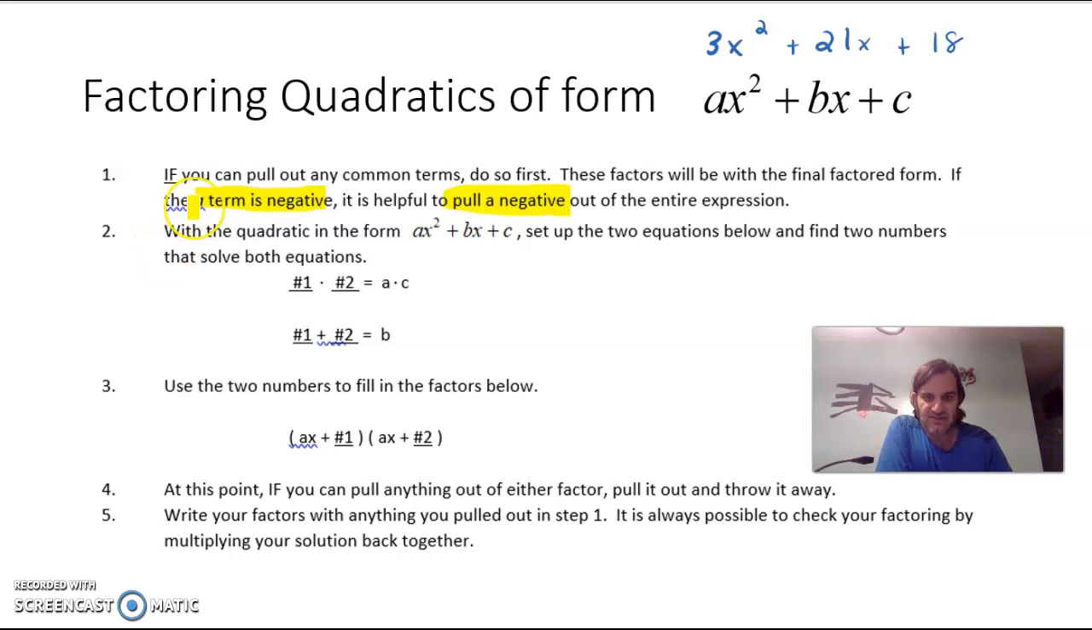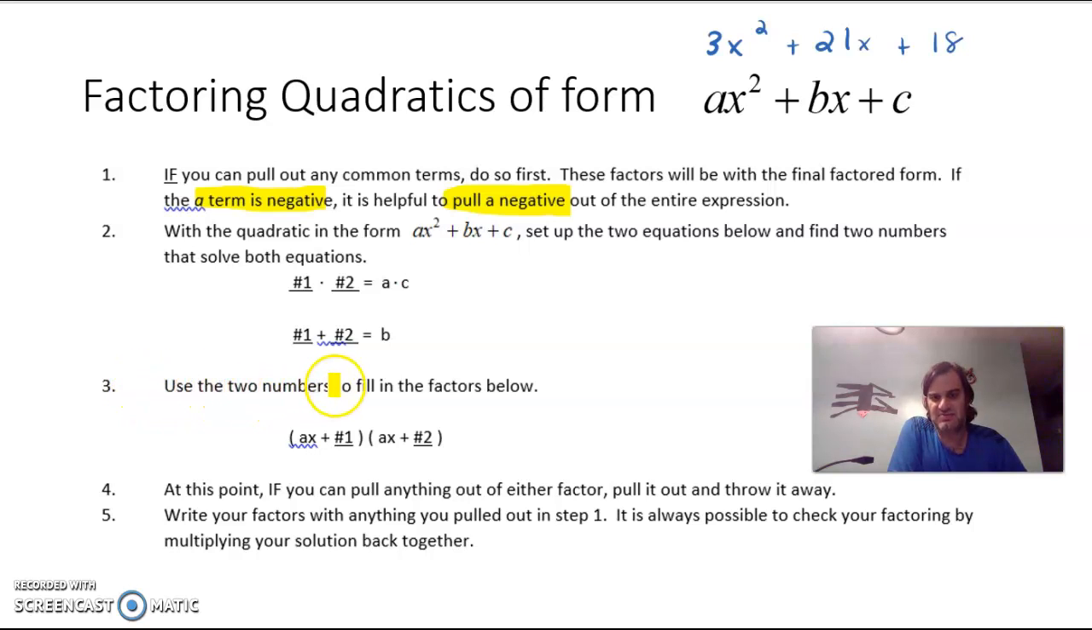After doing that, we're going to look at our quadratic again. You may not be able to pull anything out in step 1. But when we look at our quadratic in step 2, we're going to set up two equations and find two numbers. You're going to look for two numbers that multiply together to give you the a times c term. Whatever a and c are, you'd multiply those together and put it on the right hand side there. And the same two numbers have to add up to be b, or that middle value. That's basically the hardest part of this, because this is the only place you really have to come up with anything on your own.